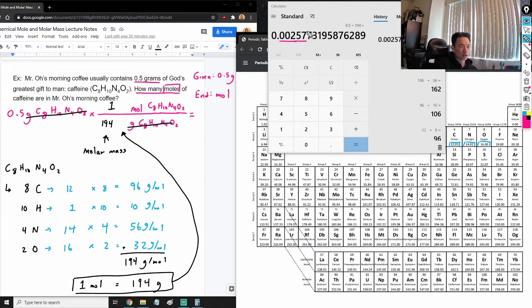If you want to round that up to 8, that's fine, but you have to give me at least this much. You need to give me 3 non-zero numbers after the decimal point. So our answer here is going to be 0.00257, and our unit of measurement is going to be moles of caffeine, which is C8H10N4O2, and this is going to be our final answer. Okay, so what this tells us is inside my morning coffee there are 0.00257 moles of caffeine.